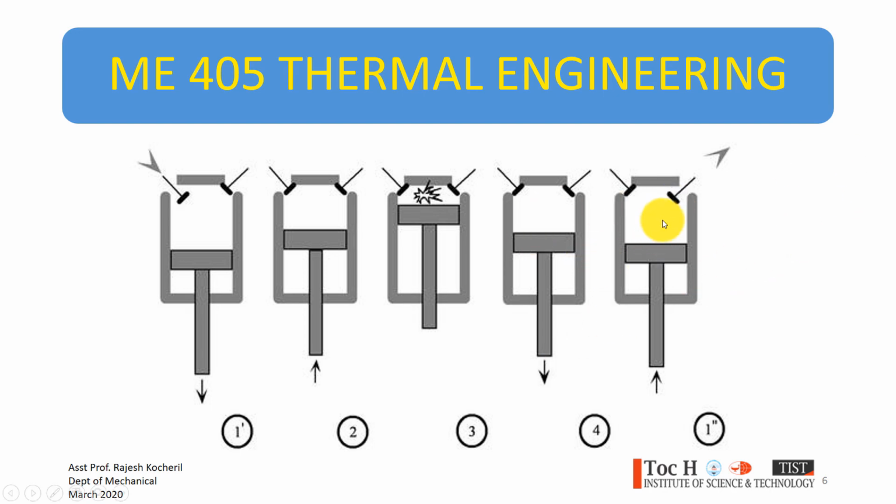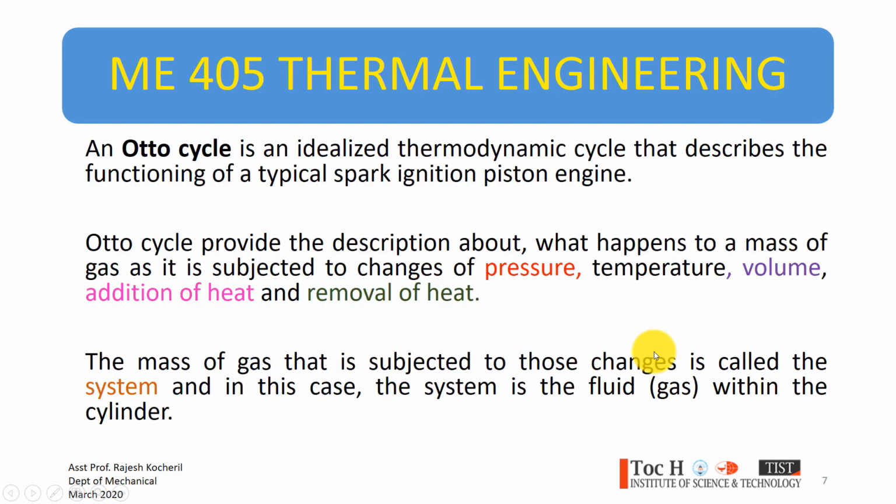And thereafter the exhaust valve is open, and when the piston moves up, the hot gas remaining inside the cylinder is pushed out through the exhaust valve, through the silencer, to the atmosphere, and meanwhile the inlet valve also opens. Now this Otto cycle is an idealized thermodynamic cycle which tells you exactly how a spark ignition engine works.